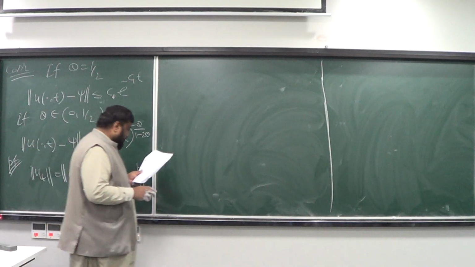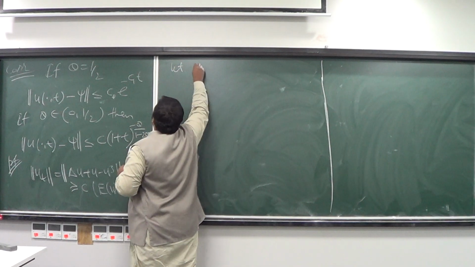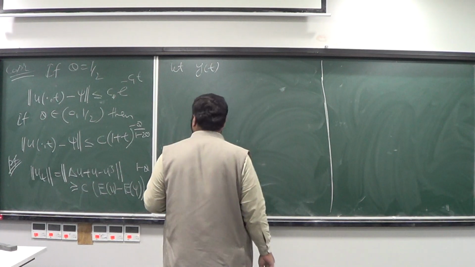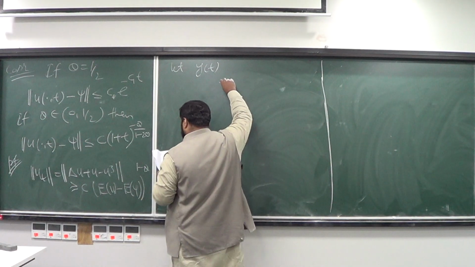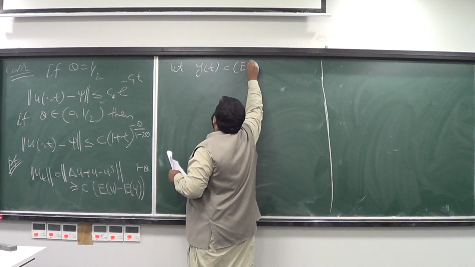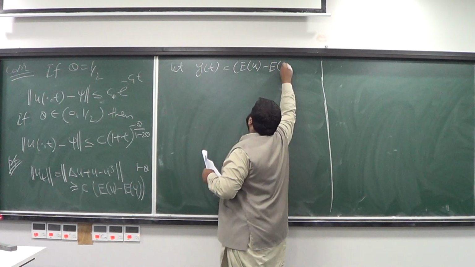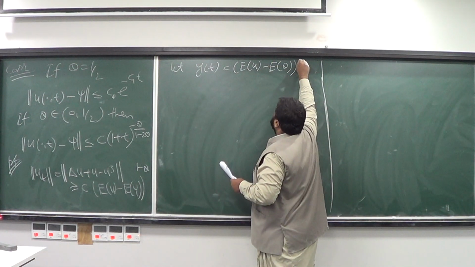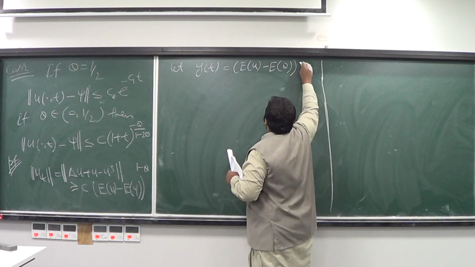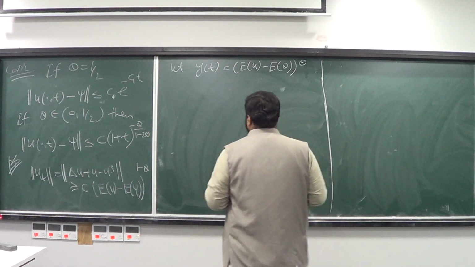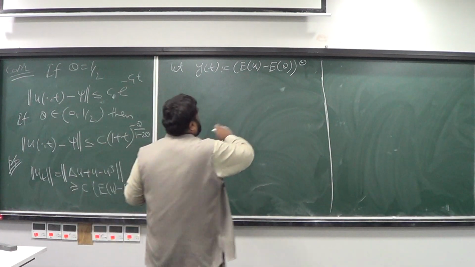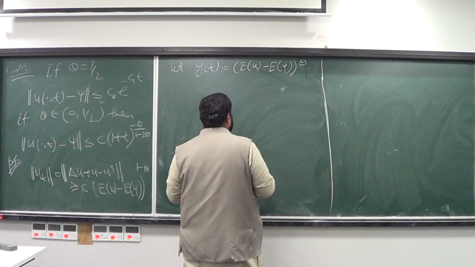Now let me compute y of t. Let's call y of t as E of u minus E of psi to the power theta minus 1, and let's call this y to the power theta. So let's introduce a variable E of psi, not E of u, but E of psi.